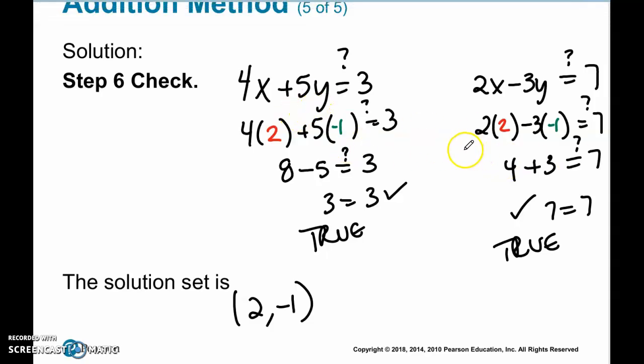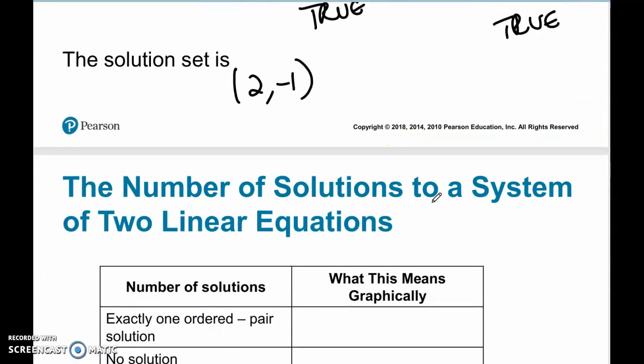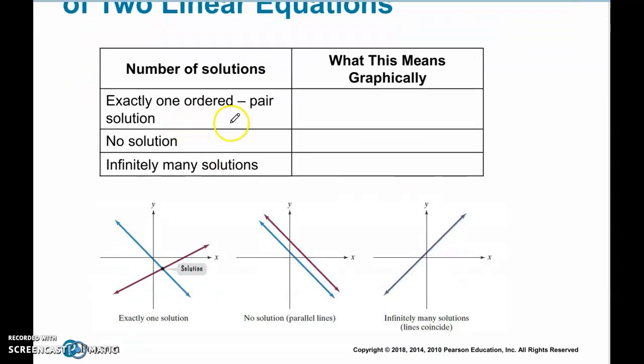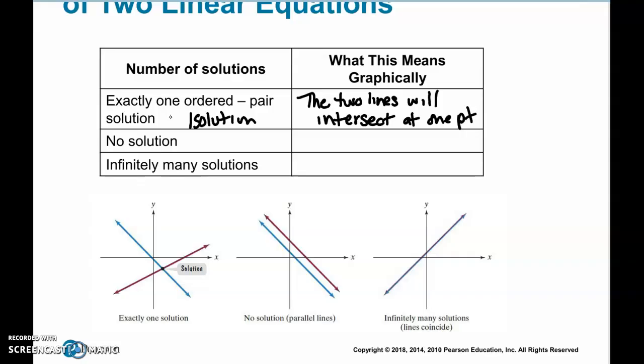Now, in the two problems that we've done for 5.1, we have gotten one solution. If you get exactly one ordered pair solution, that means you've gotten one solution. What that will look like on the graph is that the two lines will intersect at that point. So, for example, this first graph here is an example of what it would look like if I had a linear system that had one solution.